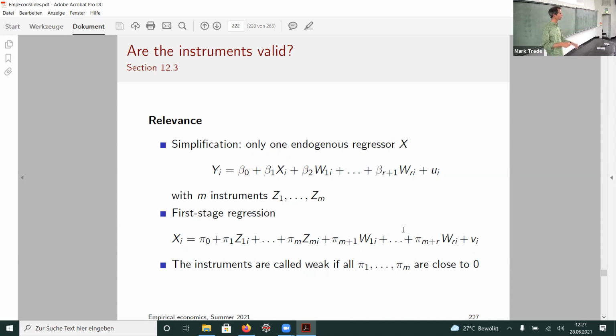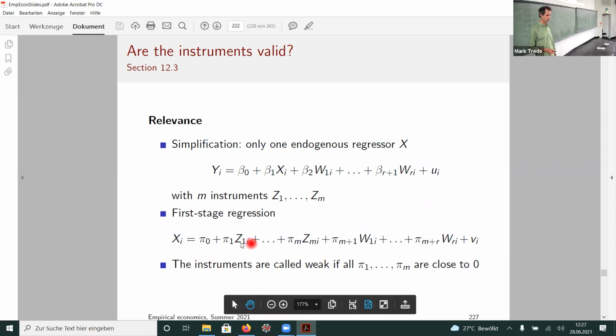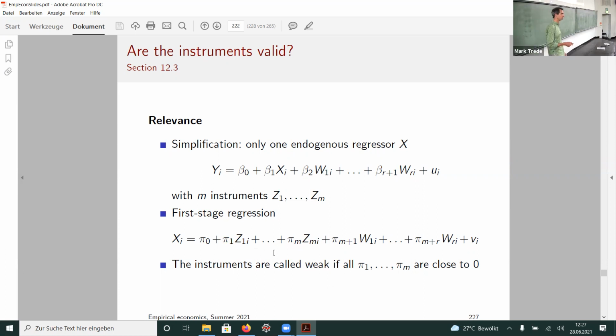If there are any questions, just ask. Okay, how can we do that? Well, that's pretty simple, because there is predictive power of the instruments if these slope parameters are not zero. When they are zero, then there's no predictive power. So if not all of them are zero, then we have predictive power.